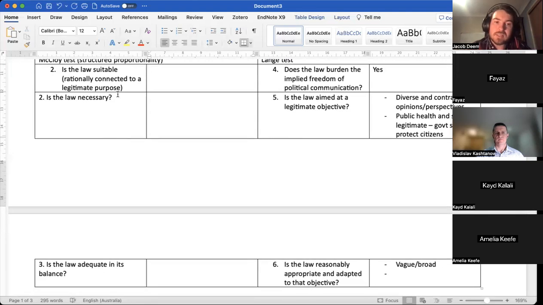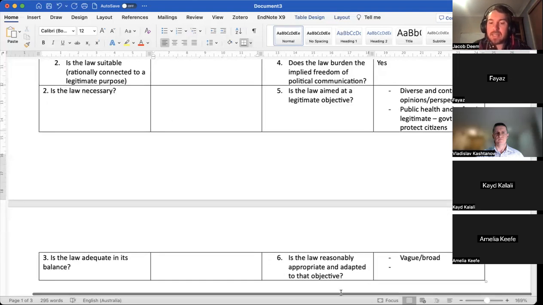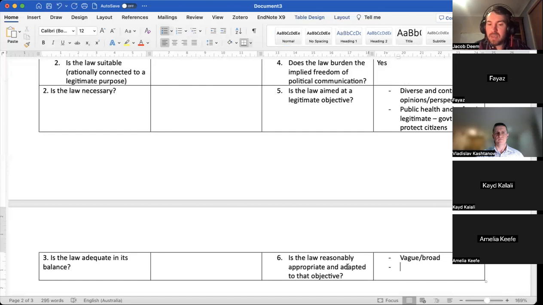Similarly, in terms of is the law necessary? So this is looking at, are there other means, or could you get at this objective via a different route? Could you achieve the same thing without burdening the freedom? Again, these are potentially ideas that we're thinking about in terms of the reasonably appropriate and adapted step.